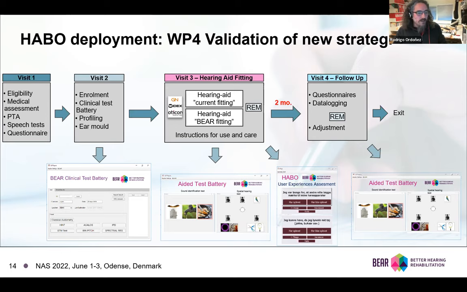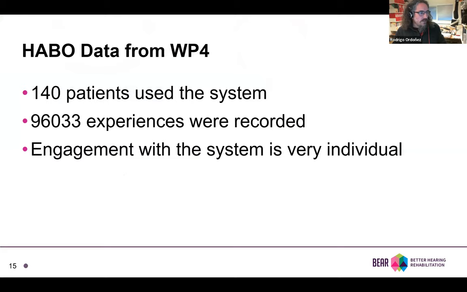Okay, so after this process, the data that we gathered at the end were data from 140 patients that participated in the validation experiment. We gathered a total of 96,033 experiences, and engagement with the system was very, very individual. That means that some people used the system very actively, while other people were very sporadic in use.